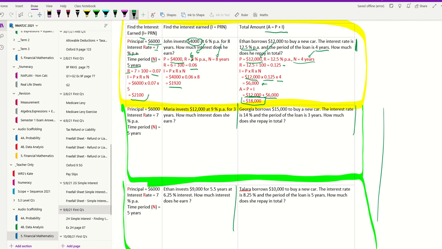Down here, our question for audio scaffolding. Ethan invests $9,000 for 5.5 years at 6.25% interest. How much interest does he earn? And finally, for our audio scaffolding, Talawa borrows $10,000 to buy a new car. The interest rate is 8.25%, and the period of the loan is 5 years. How much does she repay in total? Once you've had a go at those, move on.